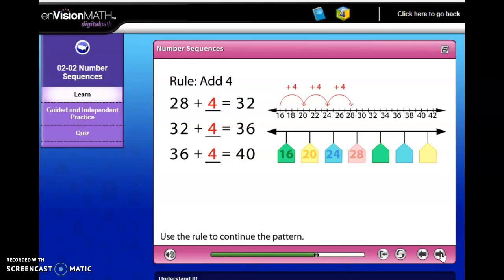Use the rule to continue the pattern. What are the next 3 houses? Still not sure? Think of your plus 4 pattern. What would come next after 28? What is 28 plus 4? Then continue.